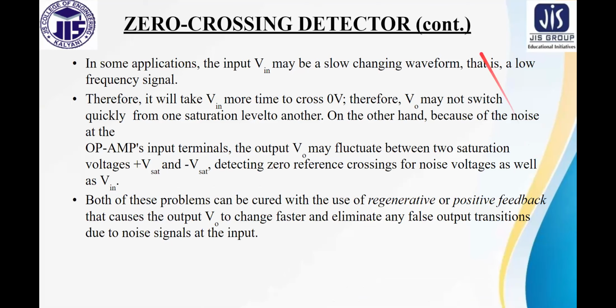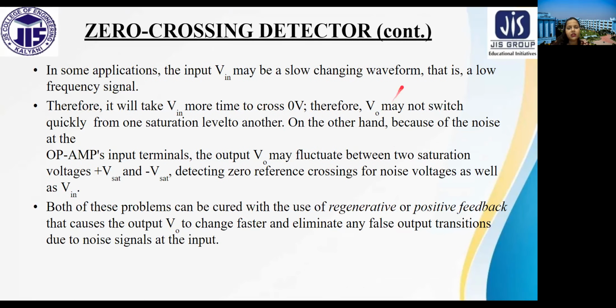In some applications, the input voltage may be a slow changing waveform, that is a low frequency signal. Therefore, it will take more time to cross 0 volt. Therefore, V0 may not switch quickly from one saturation level to another. On the other hand, because of the noise at the op-amp input terminal, the output voltage may fluctuate between two saturation voltages, plus V saturation and minus V saturation, detecting zero reference crossing of noise voltage as well as Vin.